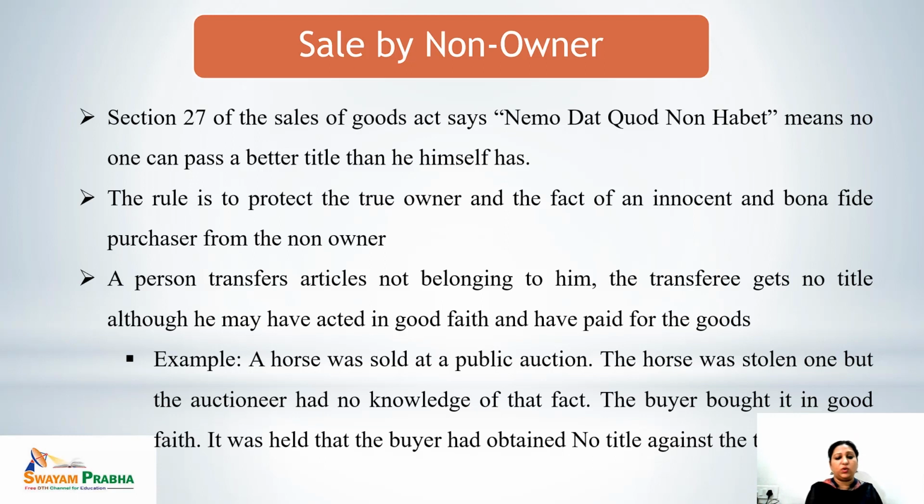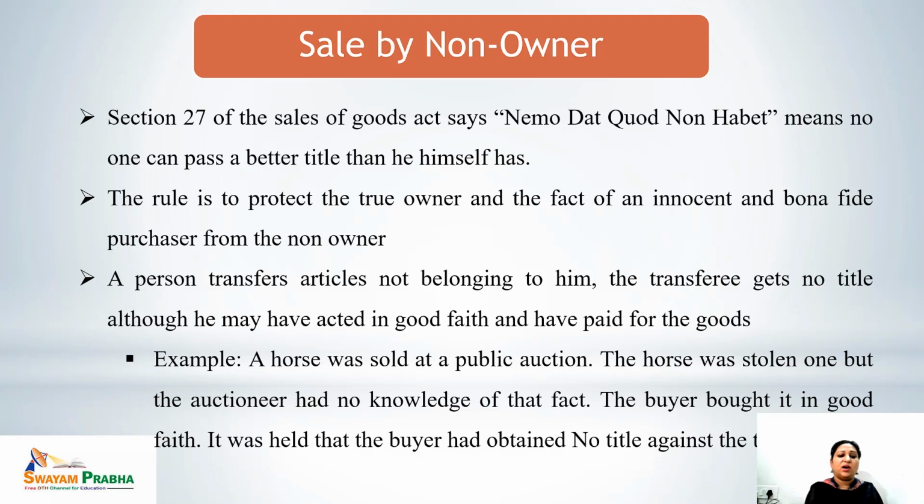A horse was sold at a public auction. The horse was stolen, but the auctioneer had no knowledge of that fact. The buyer bought it in good faith. It was held that the buyer had obtained no title against the true owner. When a person transfers an article not belonging to him, the transferee gets no title, because even if he has bought the goods in good faith and has paid for the goods, he would not get the true title to the goods.